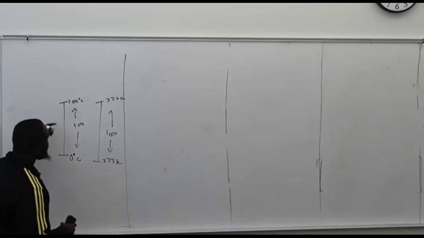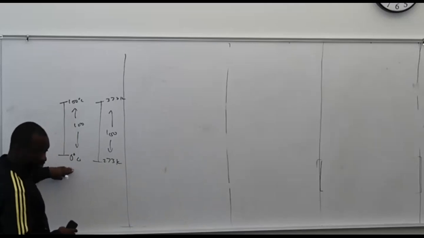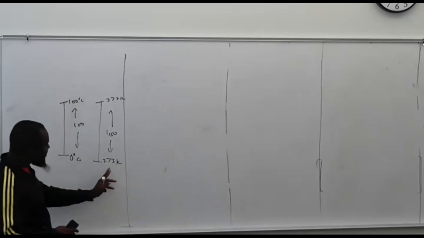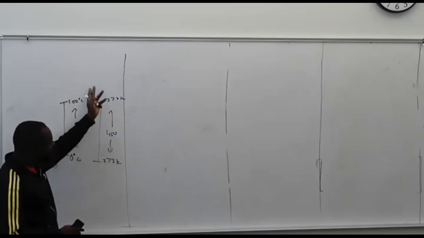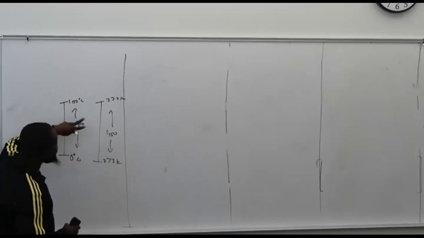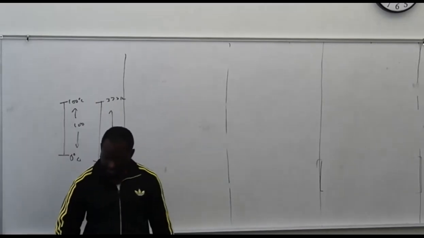What we know is the Celsius has 0 degrees Celsius at the lower fixed point, which is the freezing point of water. And then we have the upper fixed point to be 100 degrees Celsius. But for a Kelvin scale, we have 273 Kelvin to 373 Kelvin. So they start differently, but they have the same degree intervals of 100 between the lower and the upper fixed point. So that's why the correct answer here, as we see, is C.